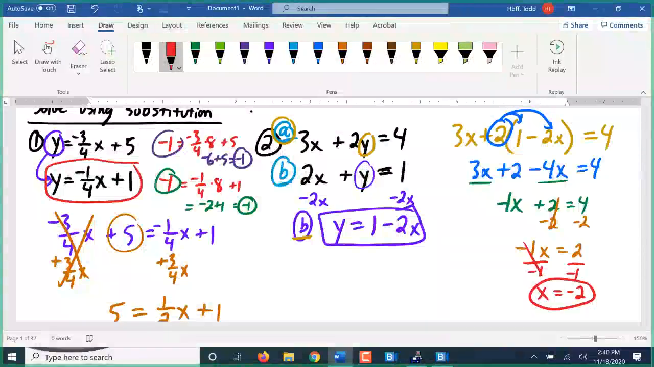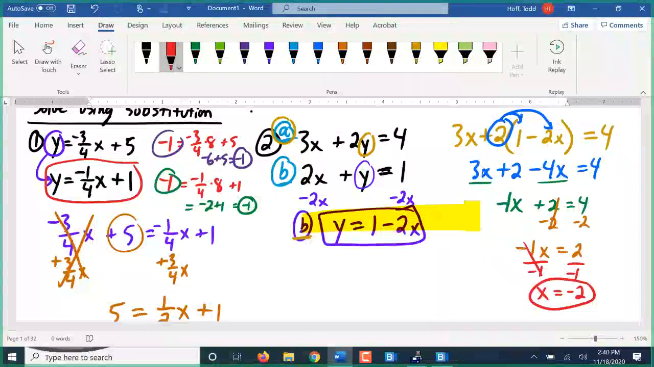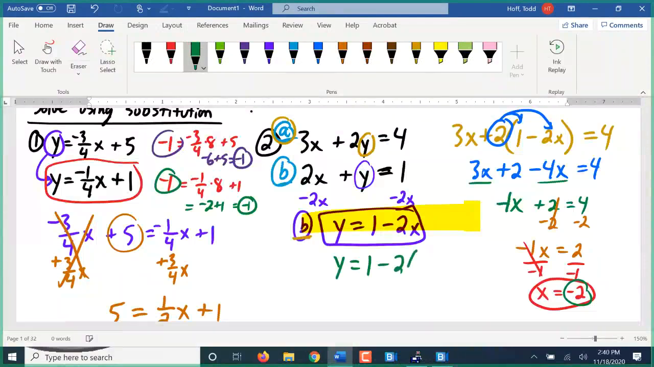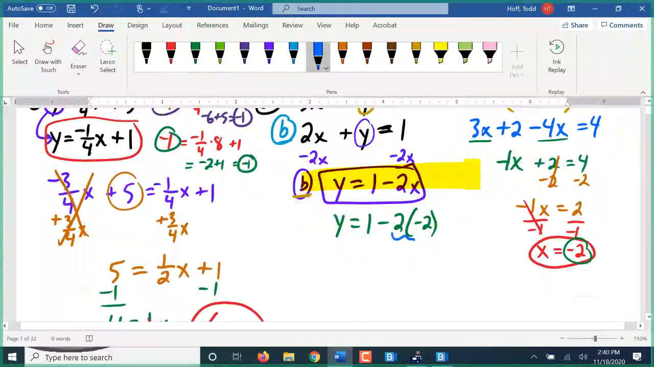We still have to find y, but luckily we have this equation here that's already solved for y. So if I put x equals negative 2 in for x, we'll find y. So y equals 1 minus 2 times negative 2. 2 times negative 2 is a negative 4. So that's 1 minus a negative 4.